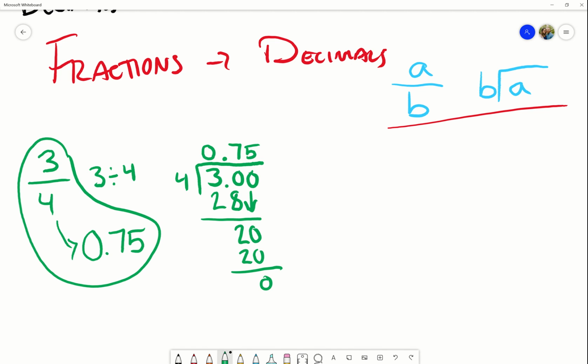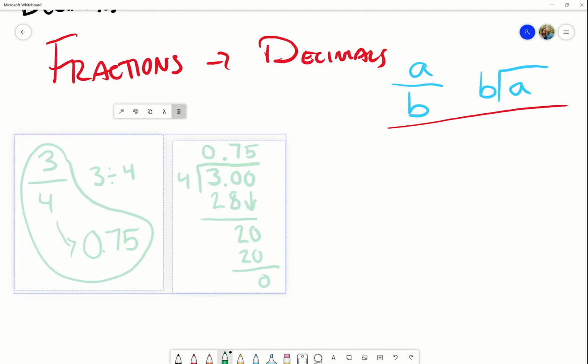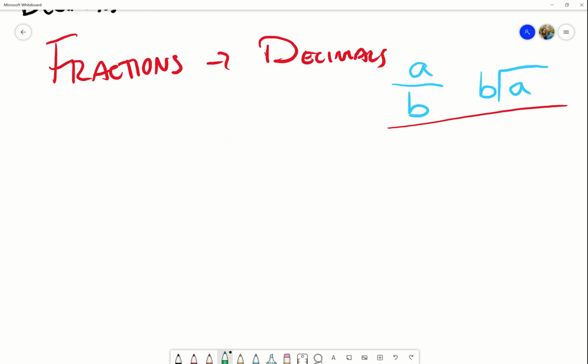0.75. And that would be the value of this fraction. All right, let's try again. It never hurts to do more examples. You might feel like we're in pain right now, but it doesn't actually hurt to do more examples.